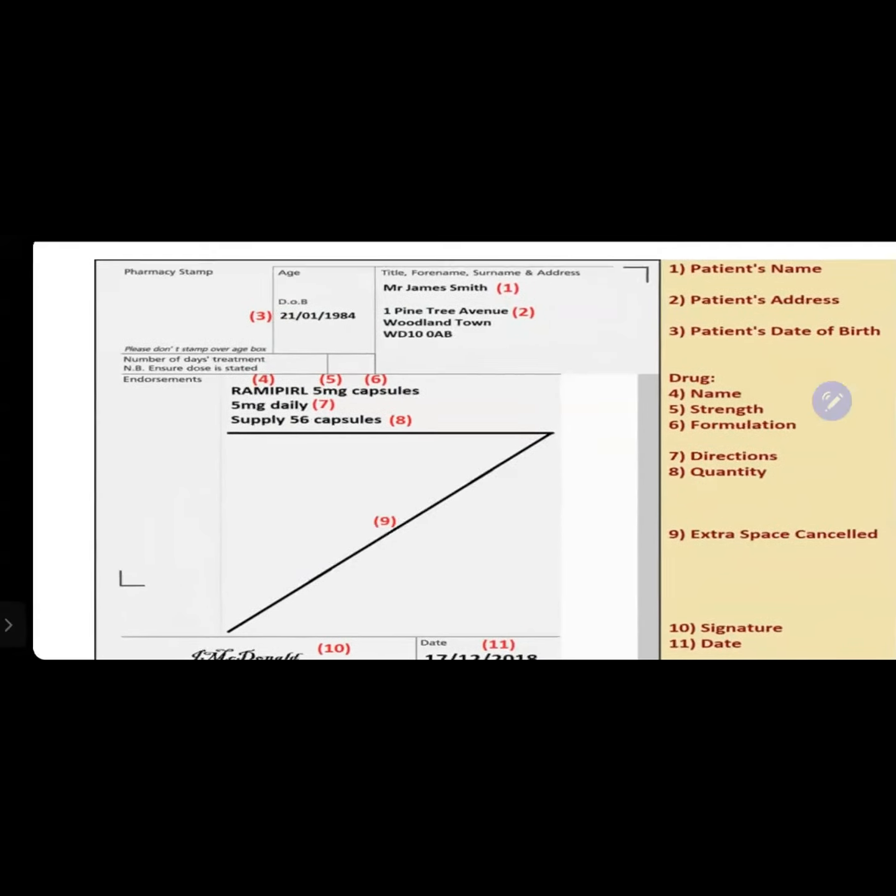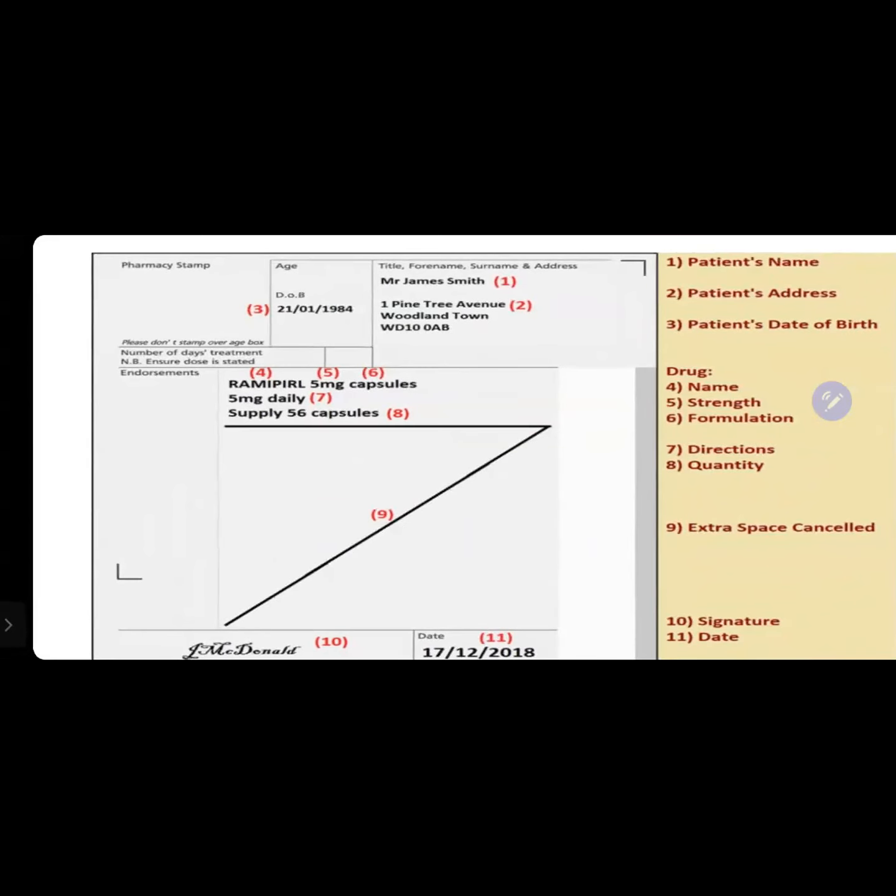So first of all, you can see there is title, forename, surname, and address. First of all, you are going to write the patient name. This information will be given to you either on a piece of paper, or there can also be some stickers. So you can just peel off the sticker and put it here. Otherwise, you will have to fill it. First, the patient name. Number 2, the patient address.